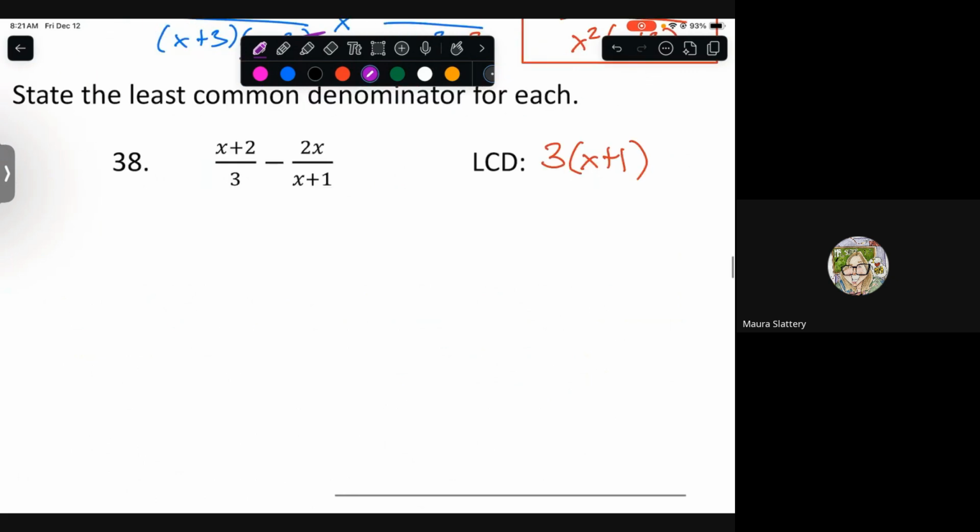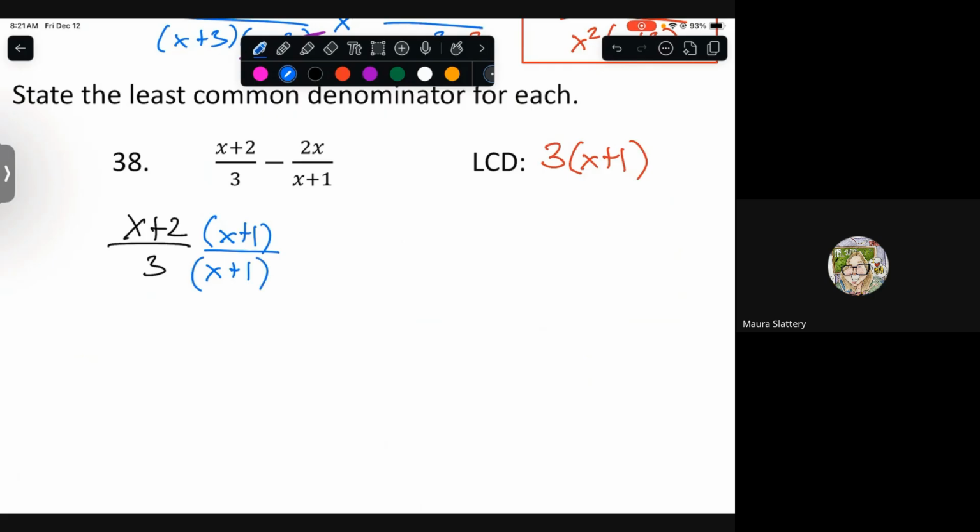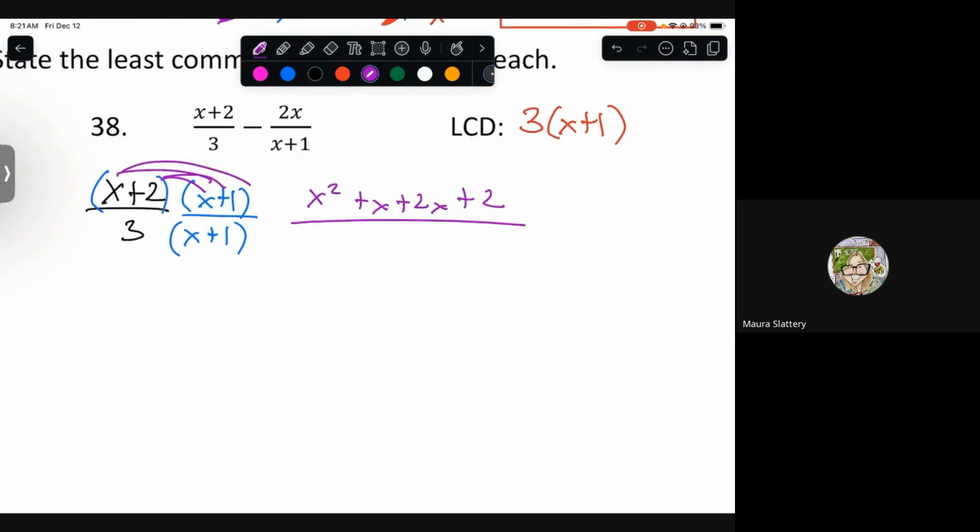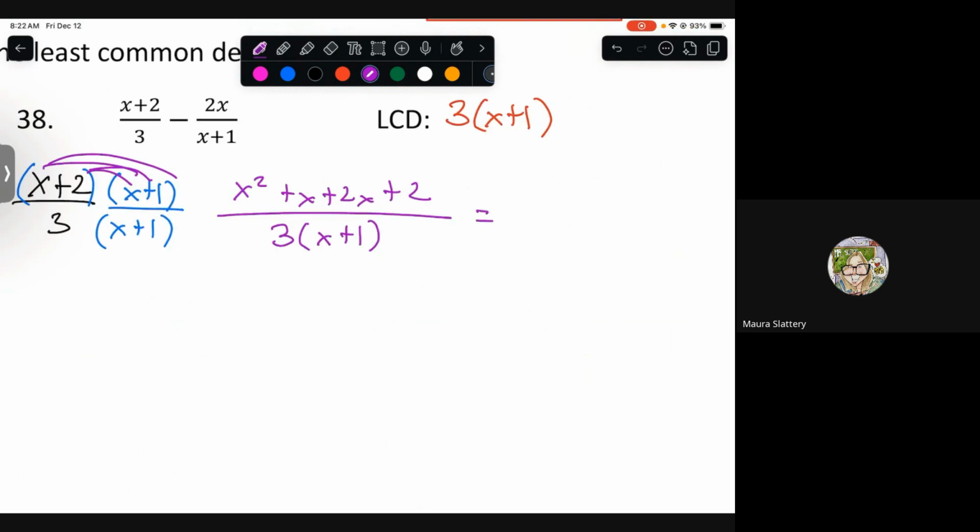So my first fraction here, I've got x plus 2 over 3. And it is missing the x plus 1, so I'm going to multiply it by (x plus 1) over (x plus 1). I have to FOIL out my numerator here, so I get x squared plus x plus 2x plus 2. And the denominators, you don't necessarily have to multiply out. A lot of the times they don't multiply out the denominator, so you can just leave those factored. So this ends up becoming x squared plus 3x plus 2 all over my LCD of 3 times (x plus 1).